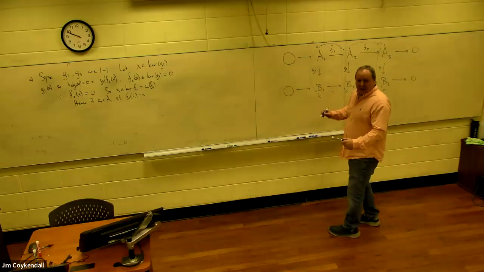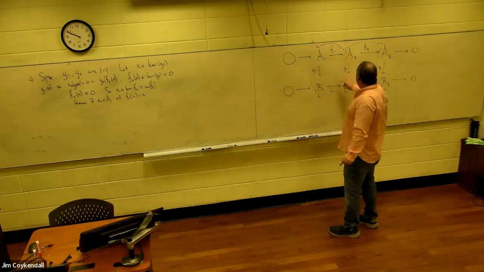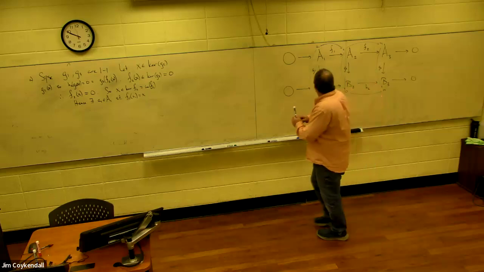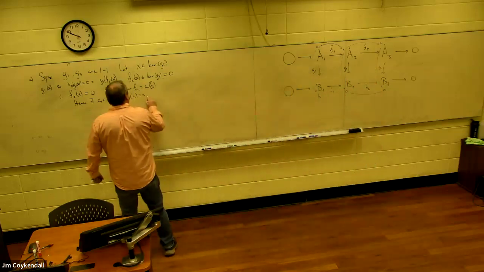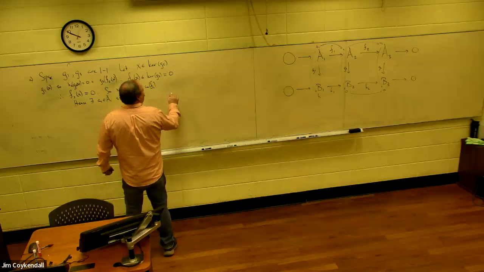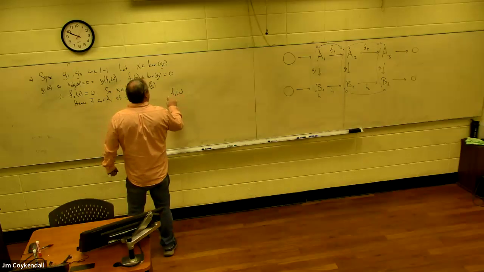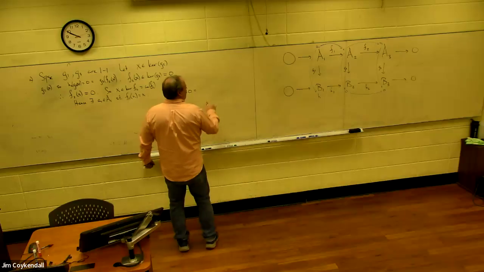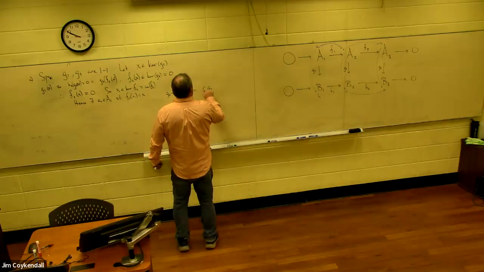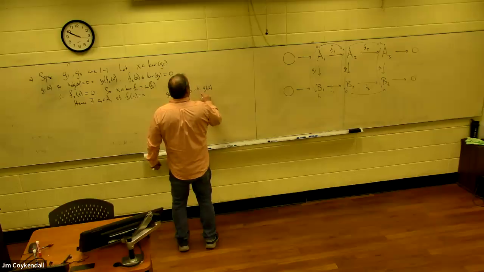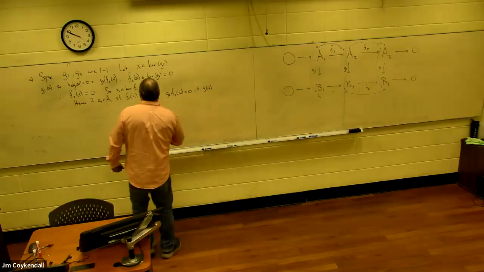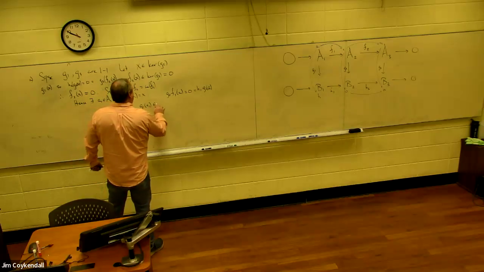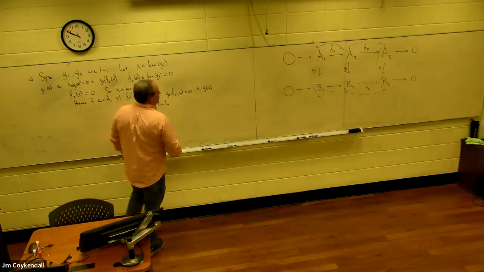Well, the diagram commutes, right? A1 by this route goes to 0, so it has to go to 0 here. So since doing F1 then G2 is the same thing as doing G1 then H1, therefore G1A1 is in the kernel of H1.